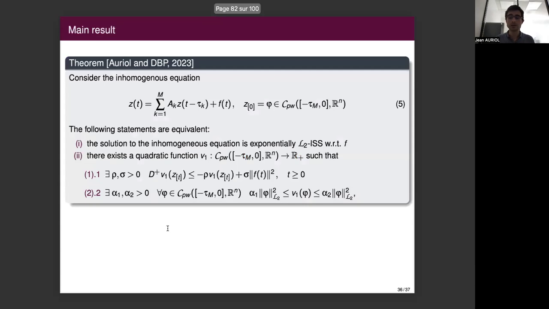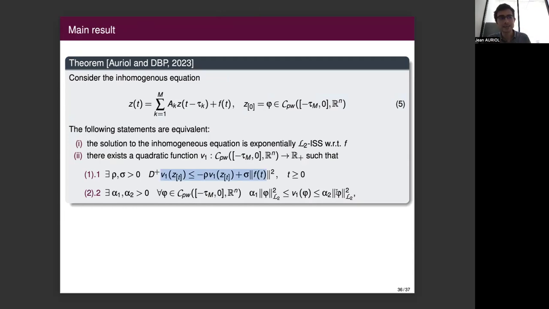Okay, so this gives you the following theorem. For the inhomogeneous system with input f of t, the following statements are equivalent. The solution of the homogeneous equation is exponentially L2 ISS with respect to f, if and only if there exists a quadratic function V1 such that you have this ISS condition, and V1 is equivalent to the L2 norm. Of course, you have the Lyapunov functional here.